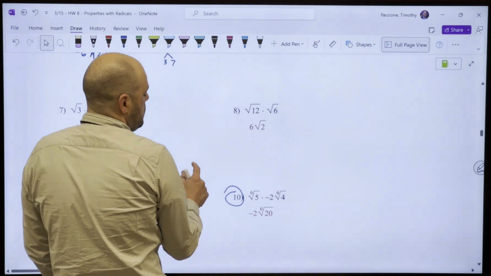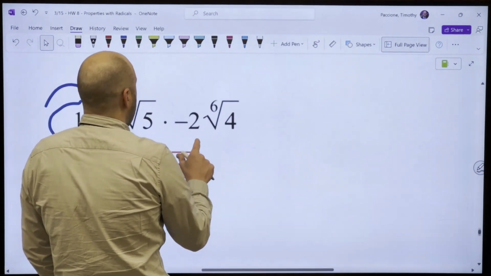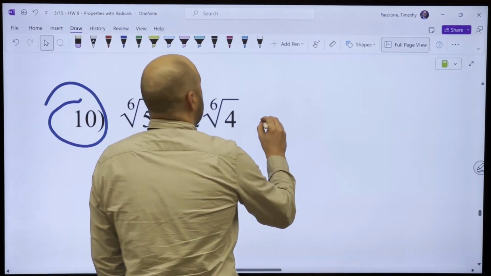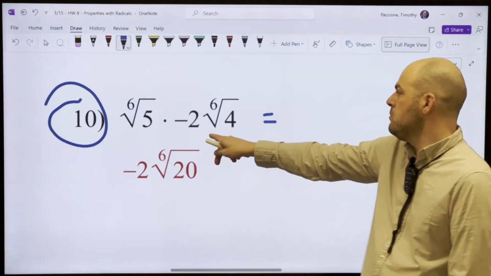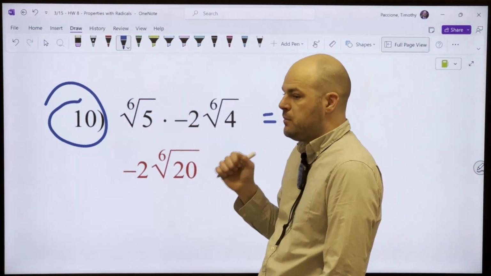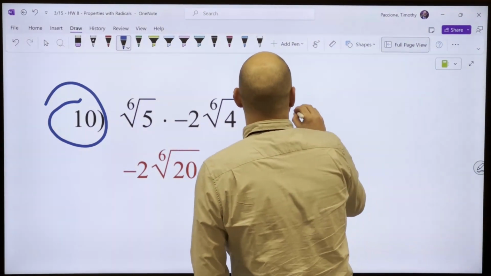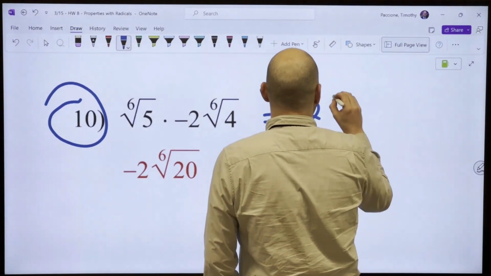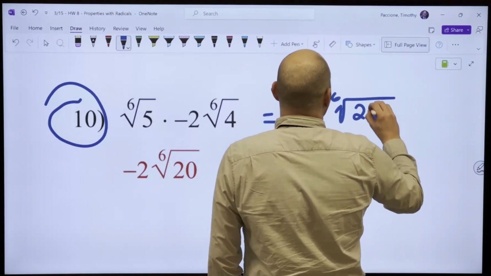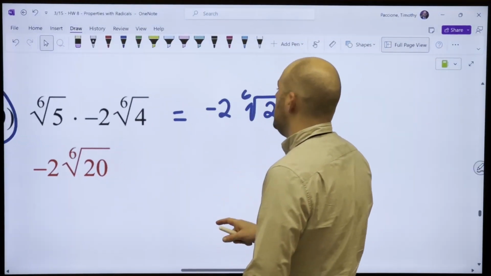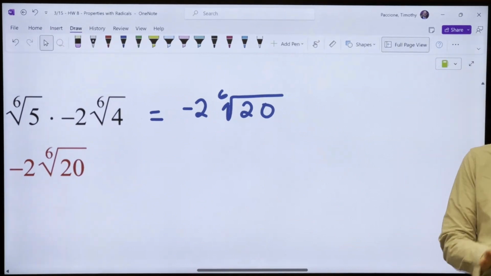Number 10. All right, for number 10, well, again, just like in our warm-up, you multiply the numbers out front, multiply the numbers underneath. So that gives me negative 2 times 1 on the outside, and then the 6th root of 20. Okay, well, I kind of already know that I'm not going to be able to take the 6th root of 20, but I'll prove it, right?